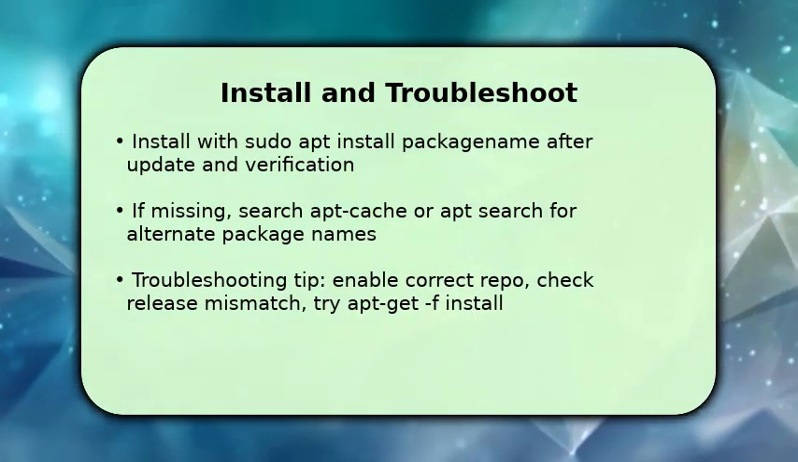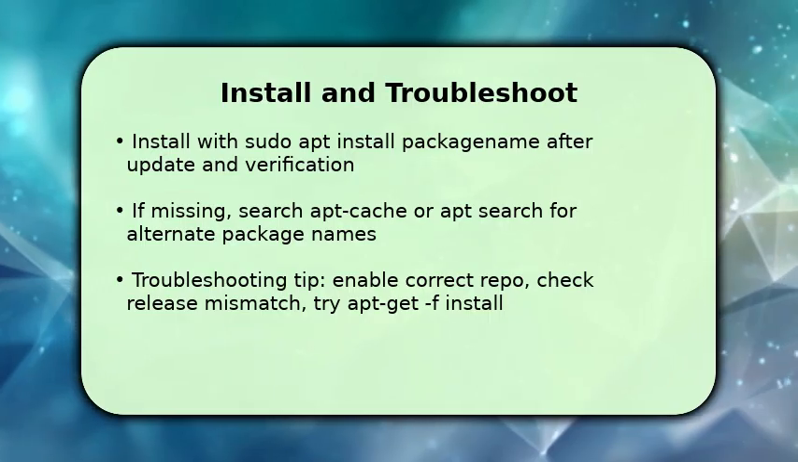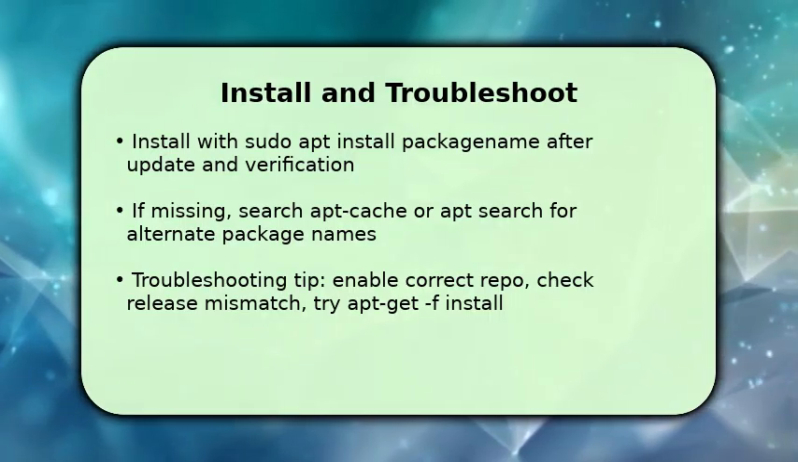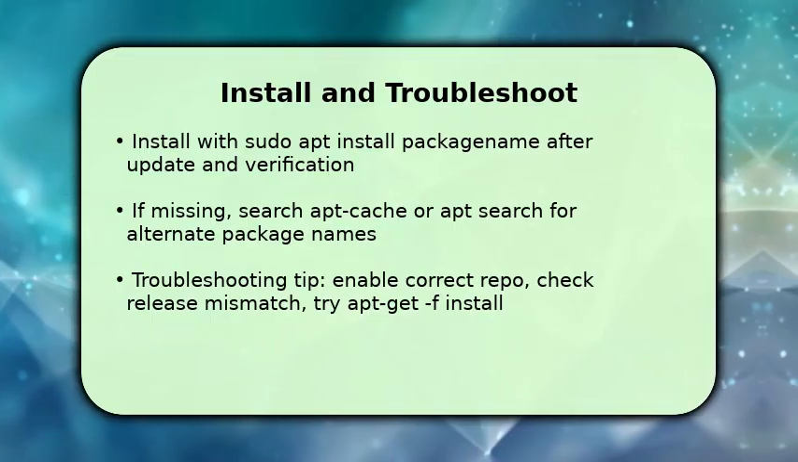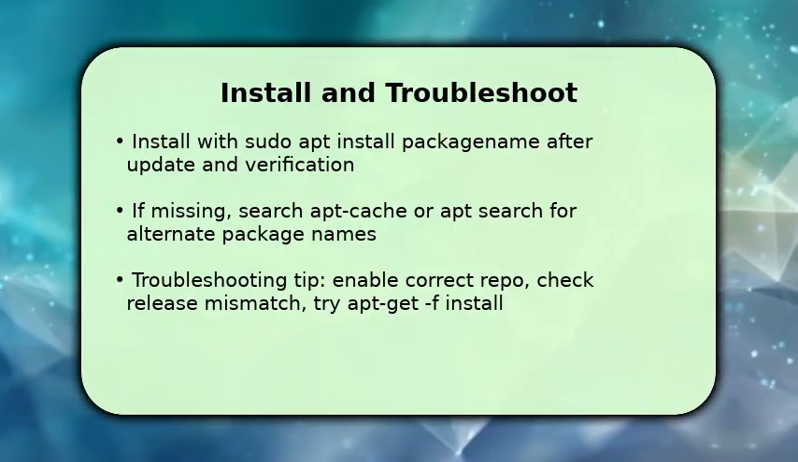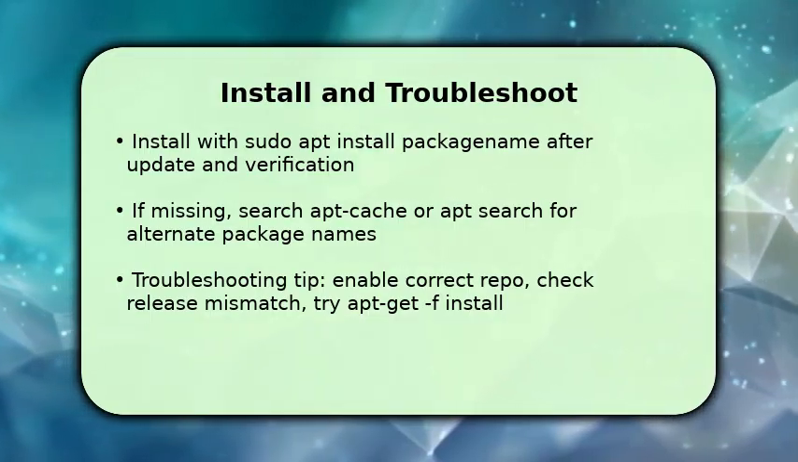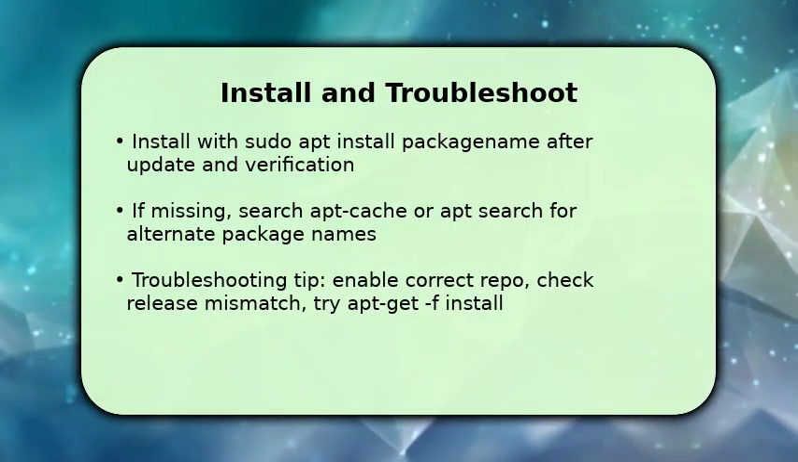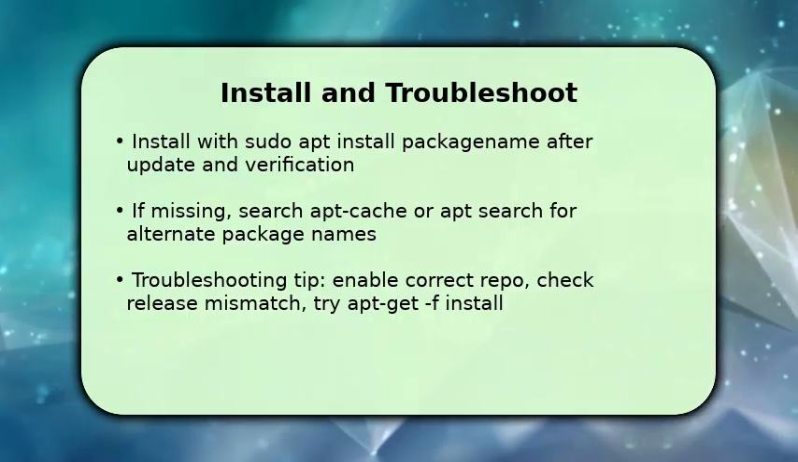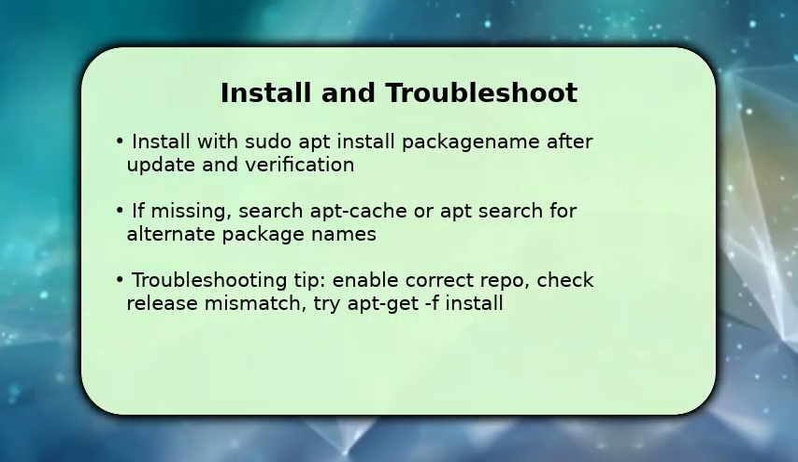If apt still cannot locate it, search with apt-cache search or apt search to find similar names or version-specific packages, because naming differences are common. If dependencies or broken packages are an issue, run sudo apt-get -f install to fix them.